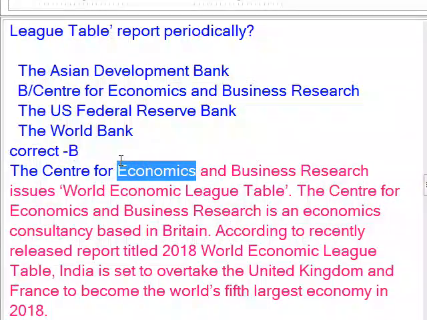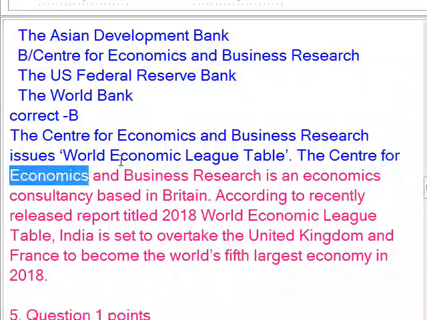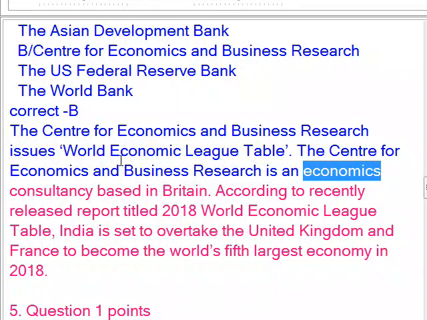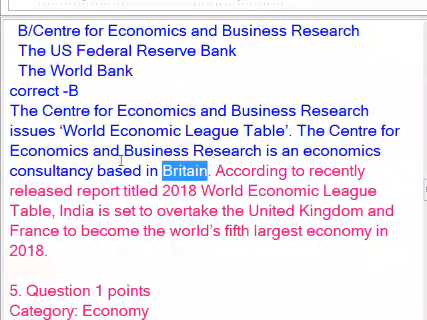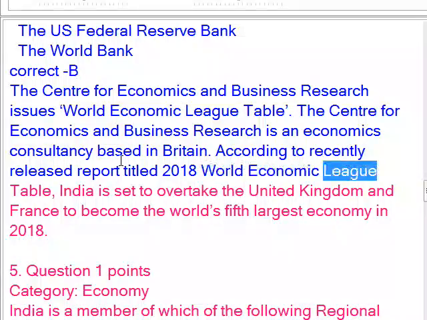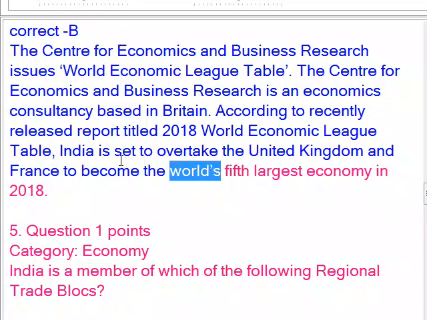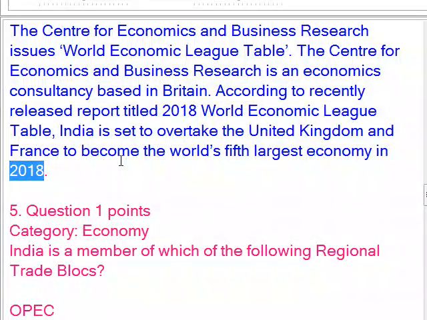Correct: B. The Center for Economics and Business Research issues the World Economic League Table. The Center for Economics and Business Research is an economics consultancy based in Britain. According to a recently released report titled 2018 World Economic League Table, India is set to overtake the United Kingdom and France to become the world's 5th largest economy in 2018.